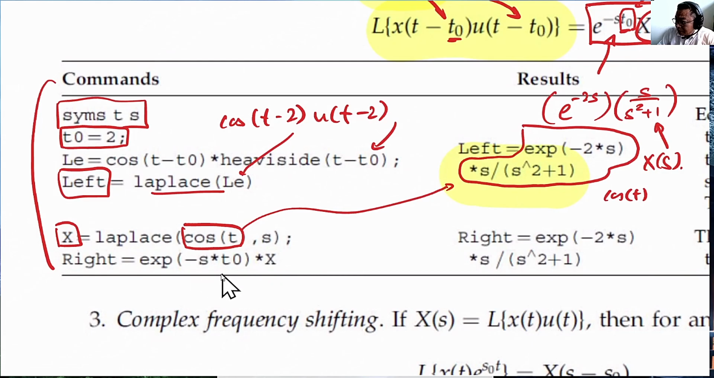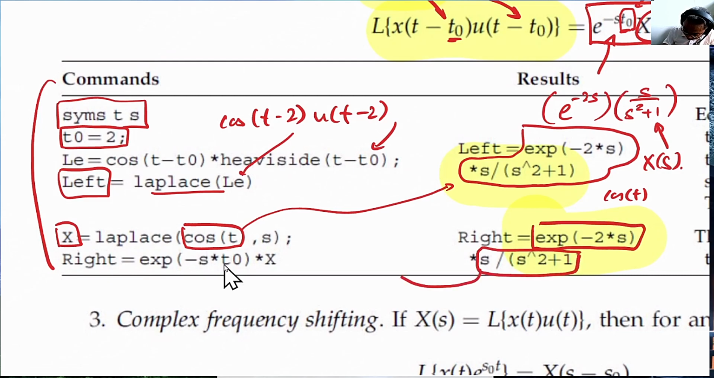What we want to show is that we are going to multiply X by e^(-s t0). So in fact, what we have done is e^(-2s) multiplied by this. So this definitely is X(s).